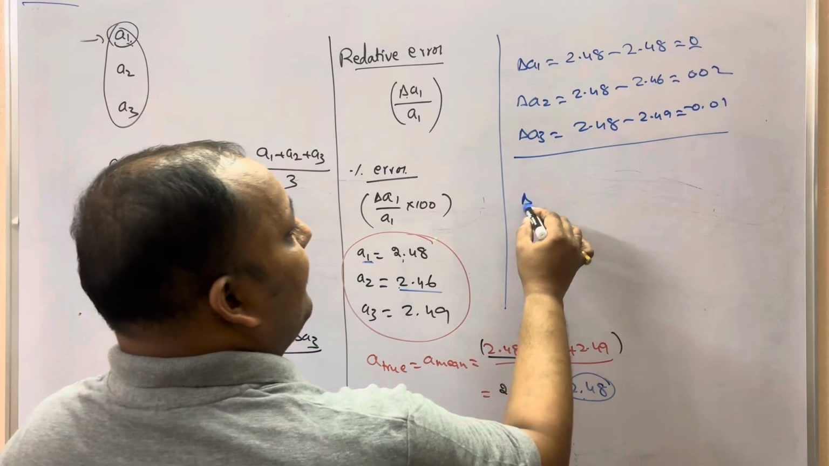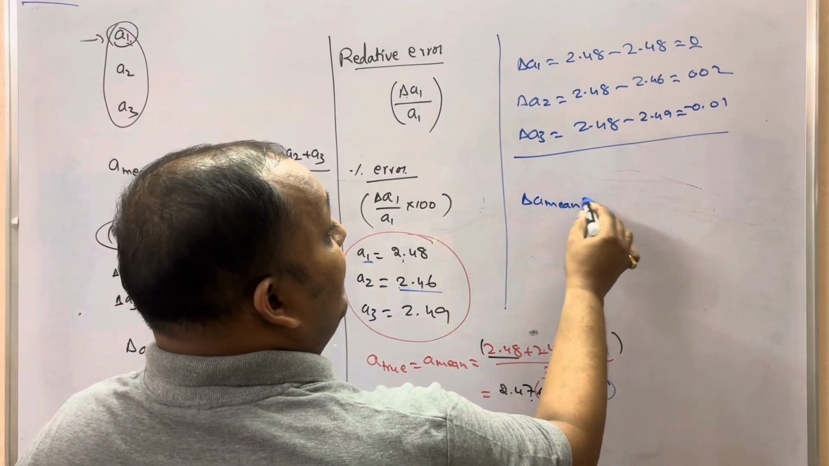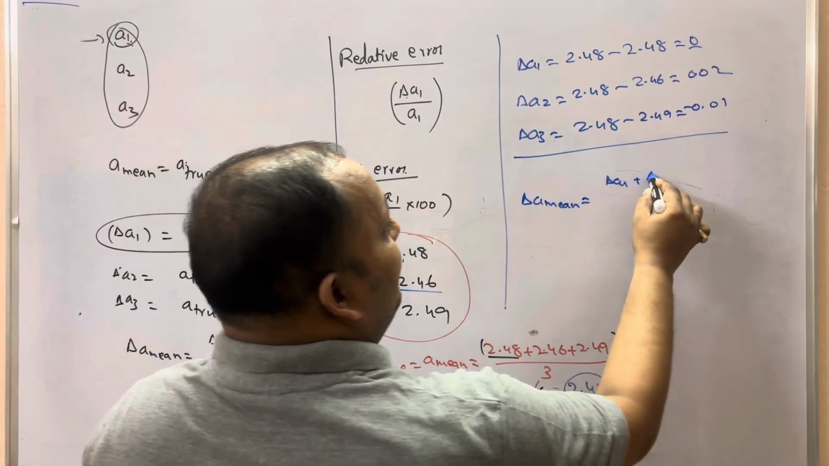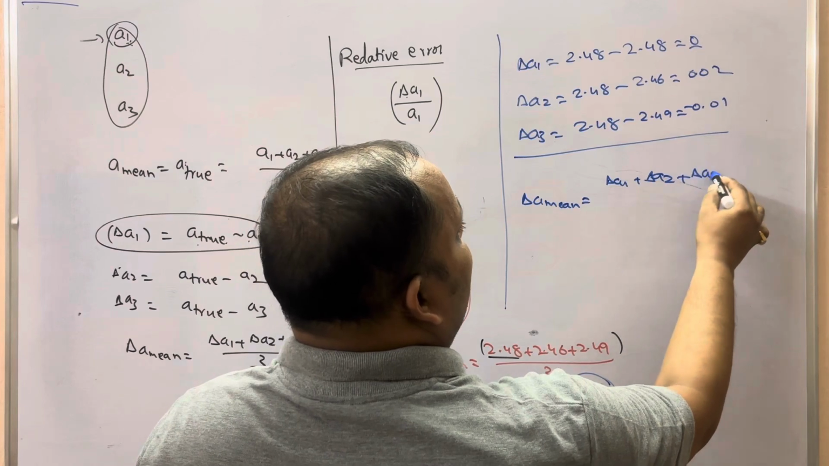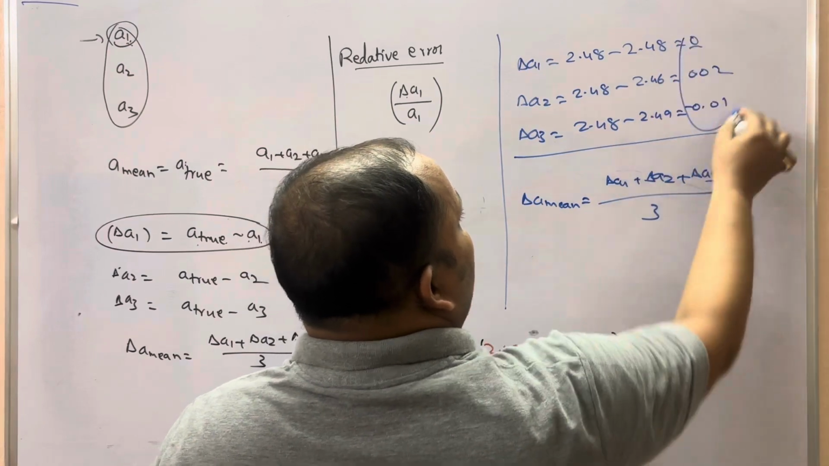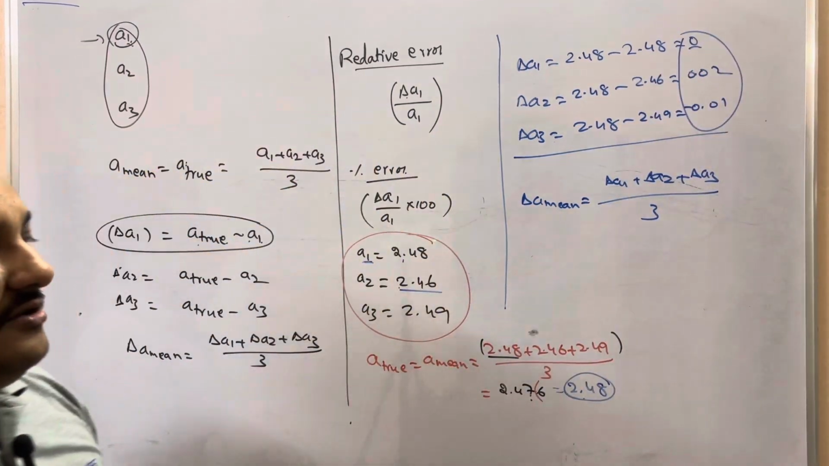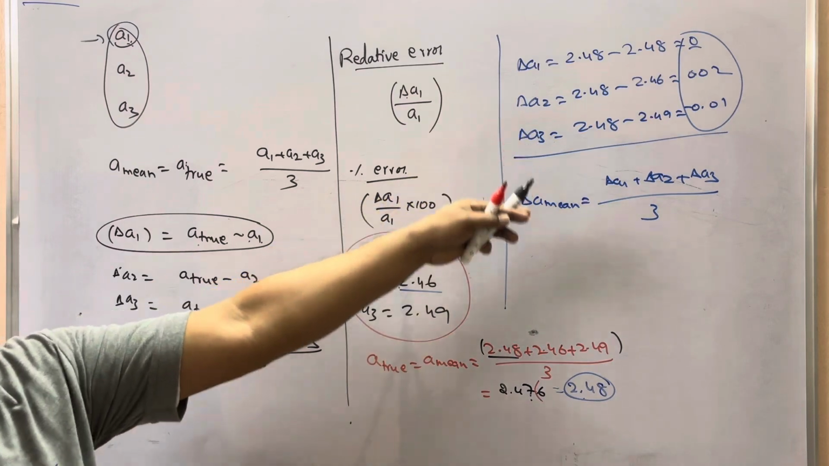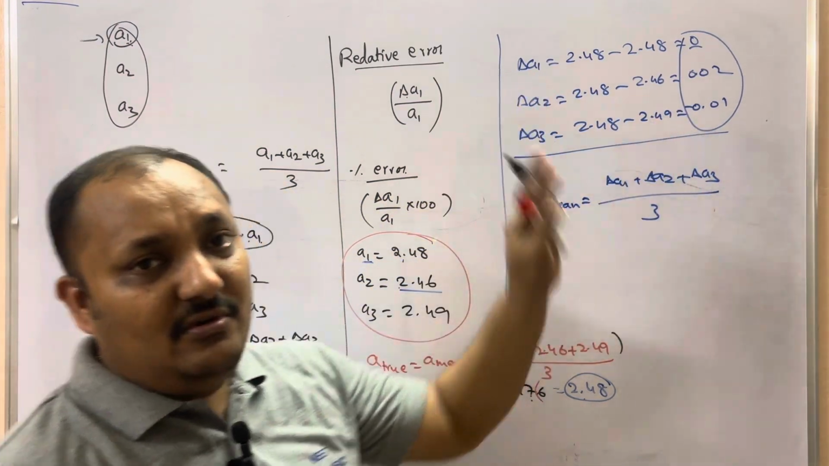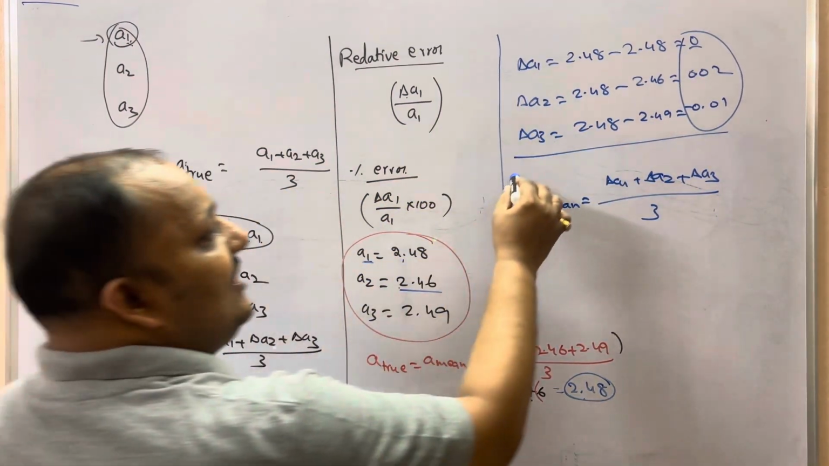Mean absolute error: delta A mean is equal to delta A1 plus delta A2 plus delta A3 by 3. You can add these 3 and divide by 3. For errors, we always have to add absolute errors. Here minus is there, but we have to add whenever we are doing addition for errors.